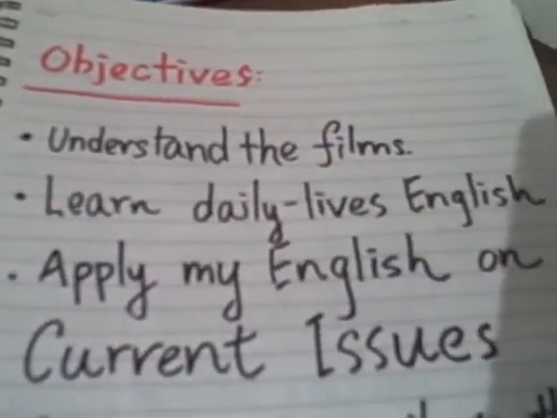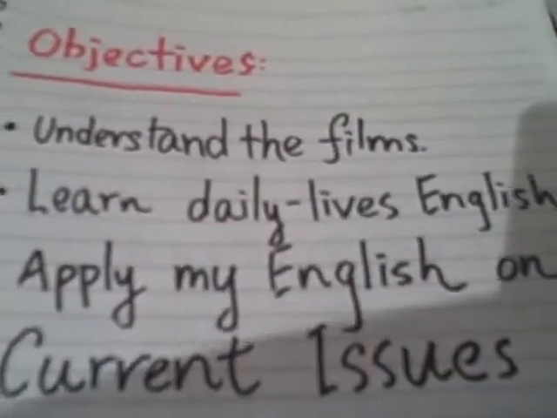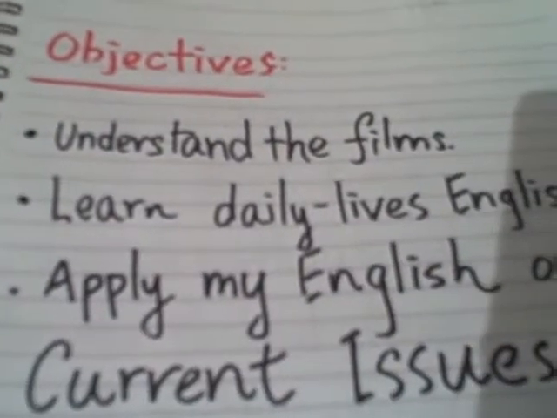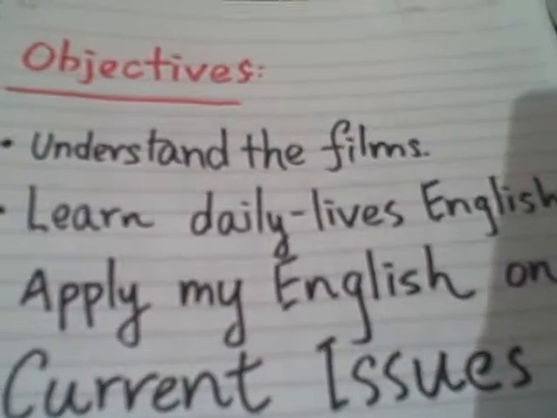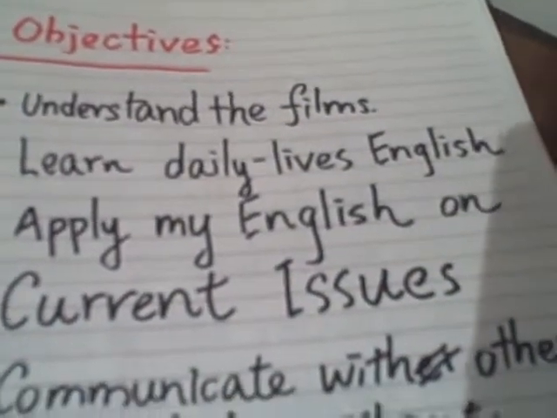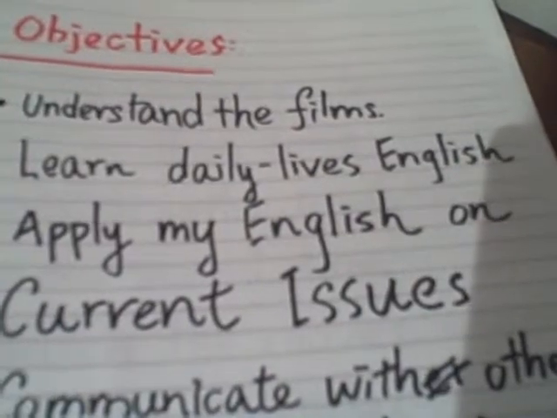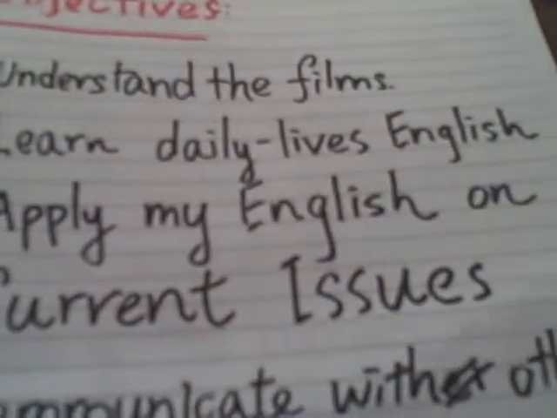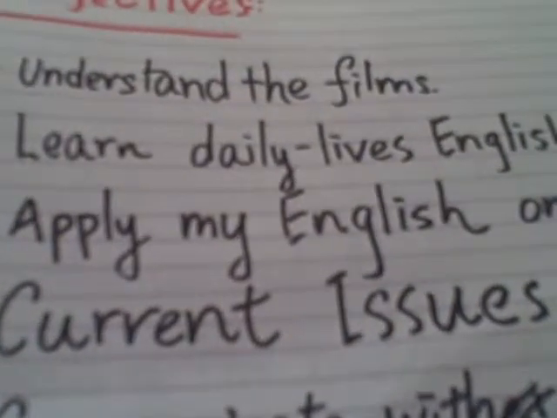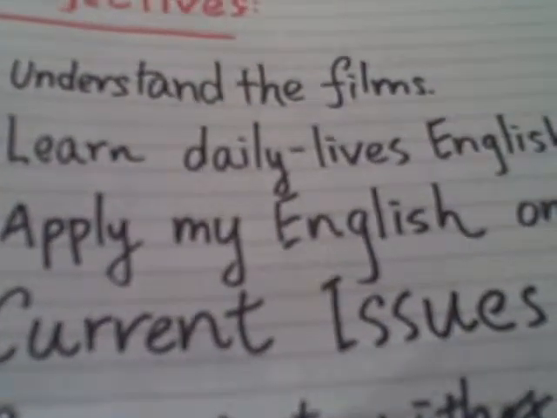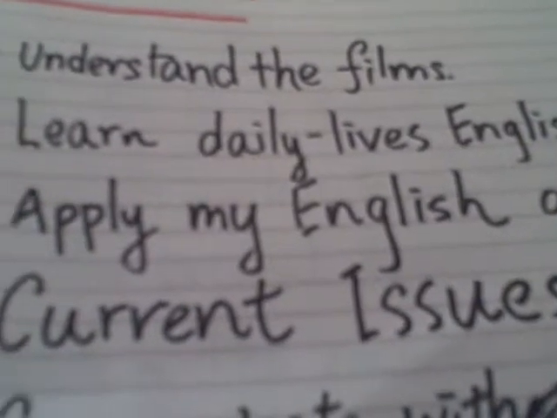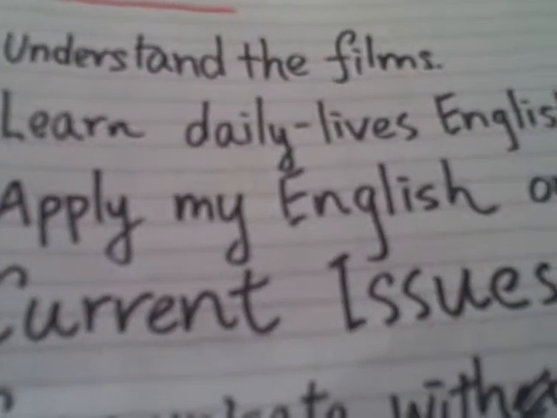There are 4 objectives of my independent learning project. My first objective is that I want to understand more about the theme. The second objective is that I want to learn daily life English. For instance, my English can not only meet the academic use, but I can also use my English in my daily life.